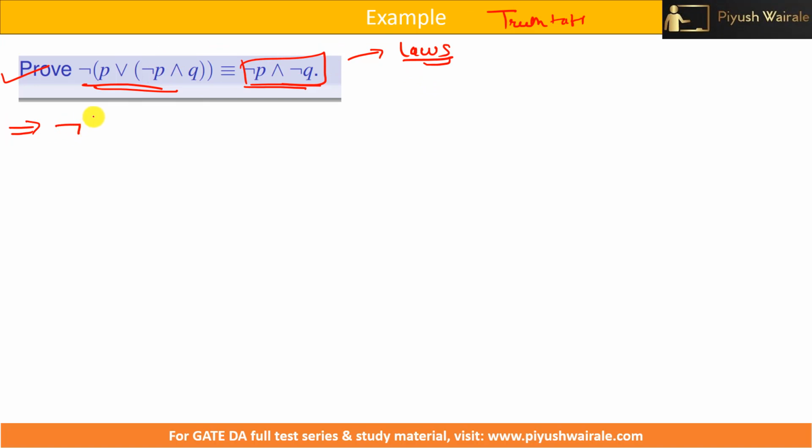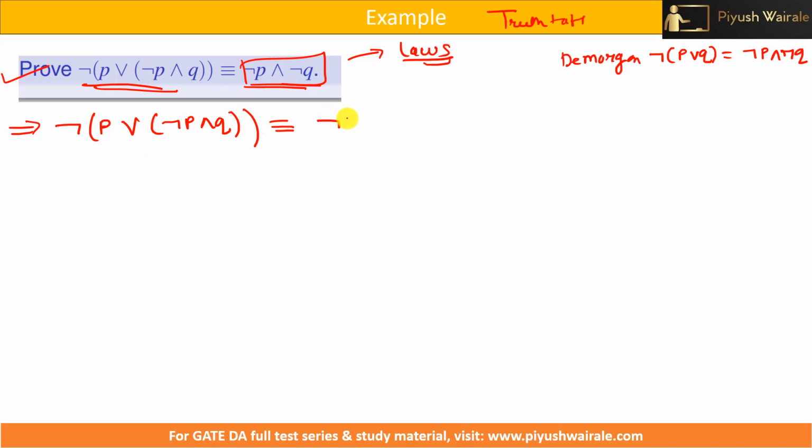So first let me write it down. Negation of, in brackets, P or negation of P and Q, bracket close. So this is negation of P, right? Can I use De Morgan's law here? What is De Morgan's law? Negation of P or Q is basically negation of P and negation of Q. Can I apply the same here? Yes, I can apply it. That is negation of P and negation of this particular bracket, that is, negation of P and Q.